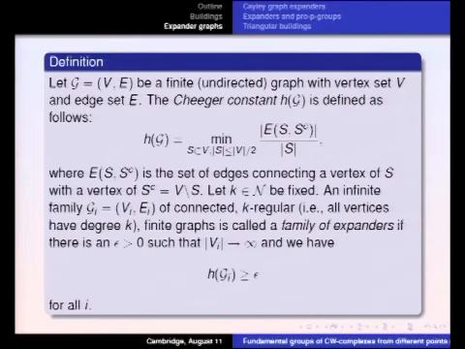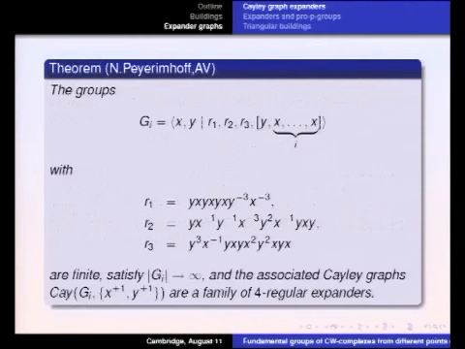So first examples, which are mathematical examples due to Margulis in the beginning of the 70s, really involve some non-trivial analysis. And this is one of the families which we constructed with Norbert Peringhoff. It's like Cayley graphs of some finite groups.